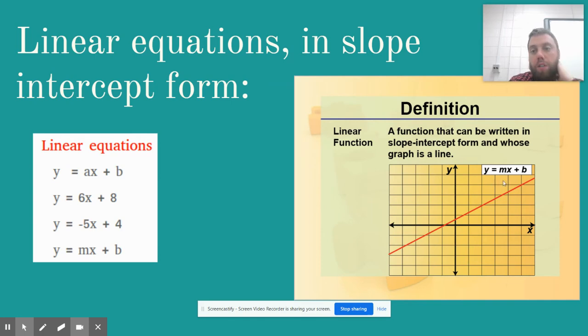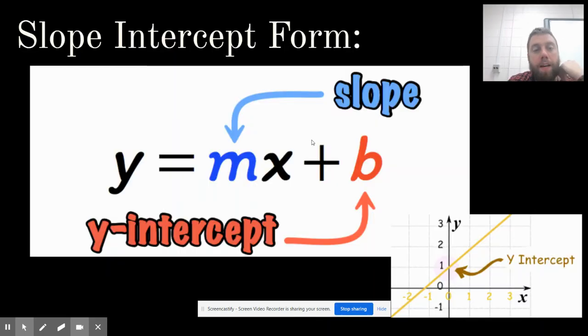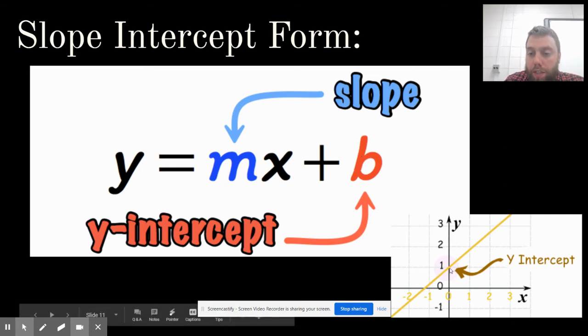And again, we have our slope-intercept form. Now, slope-intercept form is called slope-intercept form because you can visibly see the slope, that's m, and the y-intercept, that's b. A y-intercept is the point that the line crosses the y-axis, the point that it intercepts the y-axis.